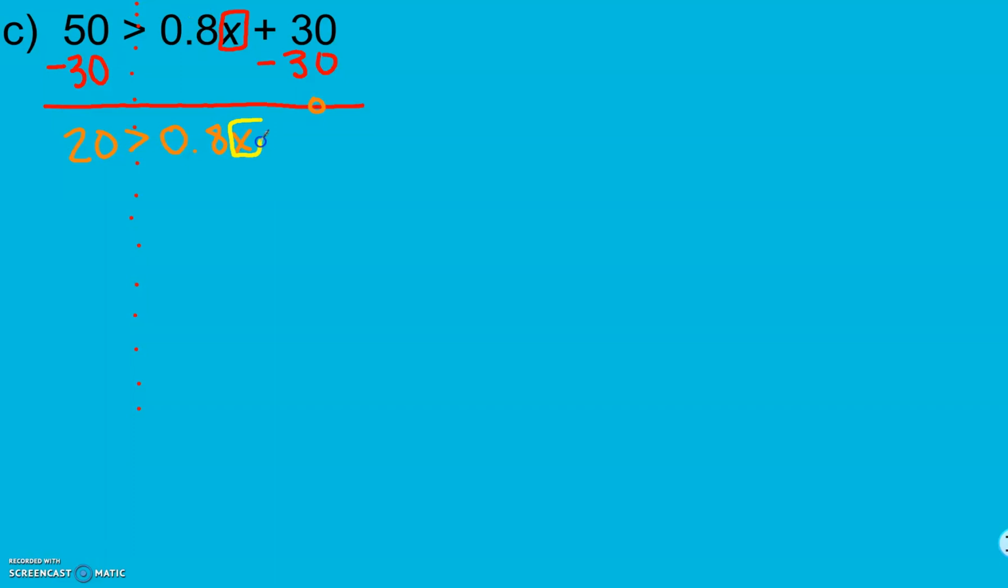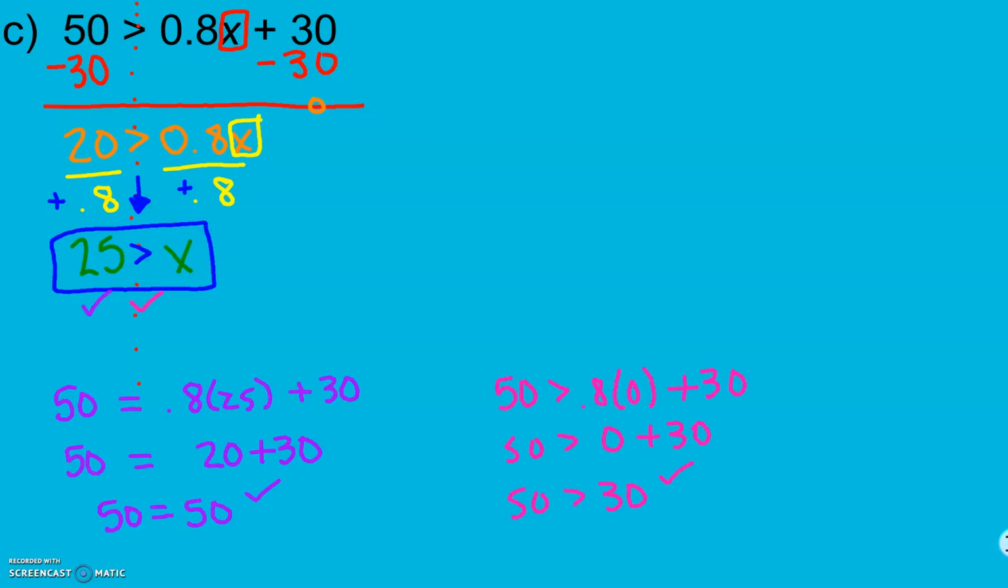Now, x is being multiplied by 0.8, so I divide by 0.8. Here I get an x. Here I get 25. And we check. Because I divided by a positive number, I drop down my inequality. I do not have to flip it. Here I checked my boundary point by plugging in 25 and setting both sides equal to each other. Checked. We're good there.